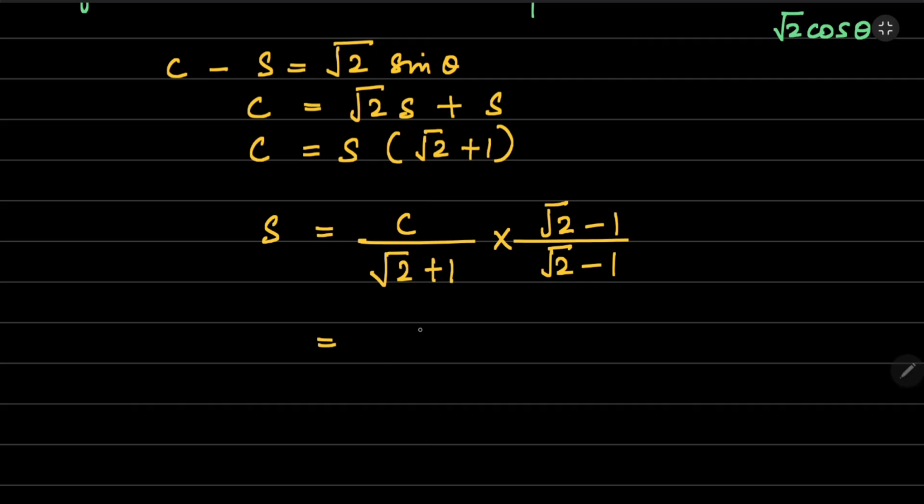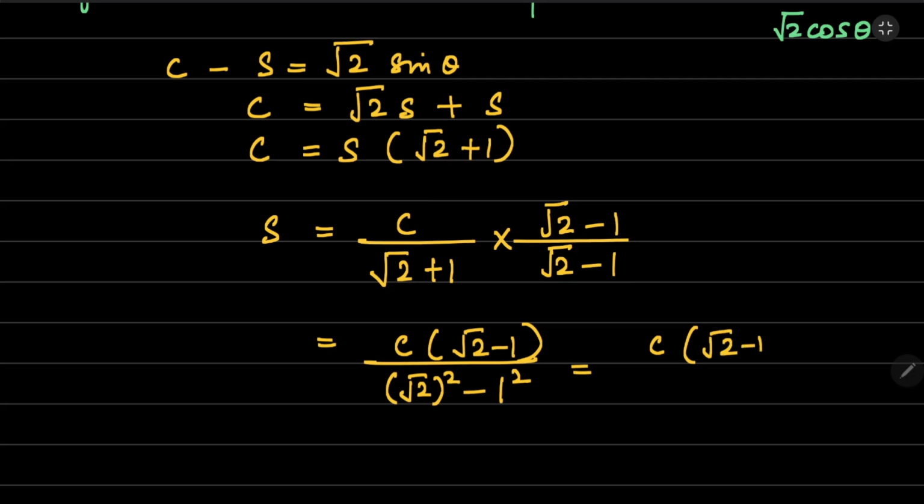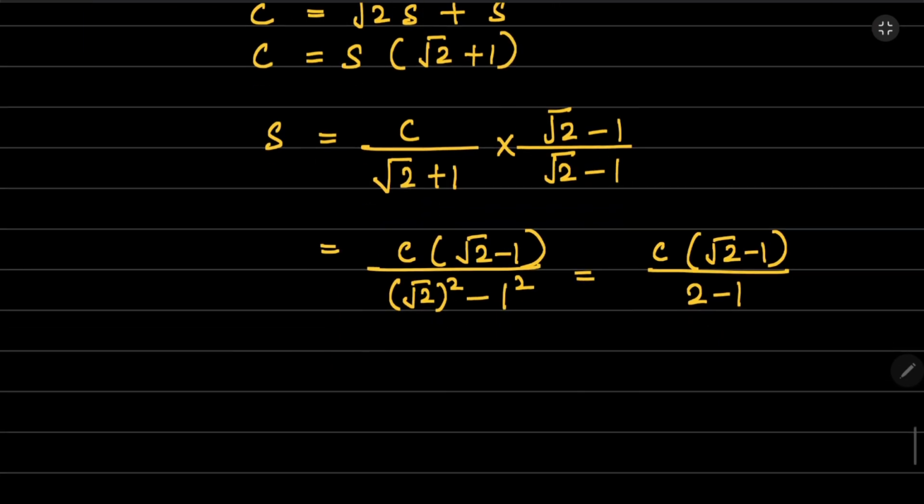So what do you get in the numerator? Cos multiplied by root 2 minus 1, divided by what is a plus b into a minus b? It is a square minus b square. So you are getting cos theta multiplied by root 2 minus 1 divided by root 2 the whole square, which is just 2, minus 1, which is just 1. So sin theta is equal to cos theta multiplied by root 2 minus 1.